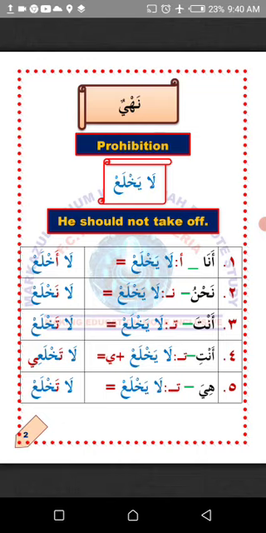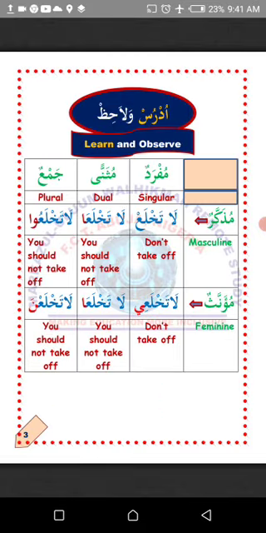Number five, hiya, she. So how do we change the verb la yakhla' to suit hiya? All you need to do is to detach ya'un and attach ta'un. So the verb la yakhla' will now become la takhla', which means she should not take off. Remember, we use ya'un to talk about a single male person and ta'un to talk about a single female person. Talking about them does not mean talking to them directly. I hope you understand. MashaAllah. Learn and observe at the same time. Study and observe at the same time.